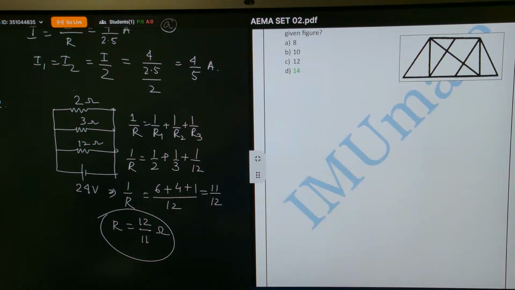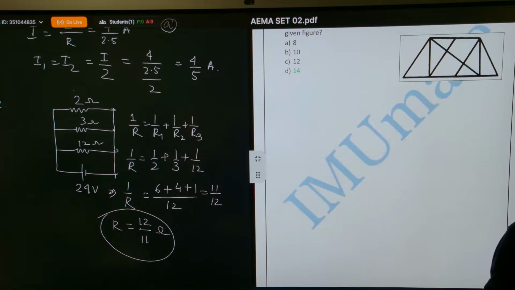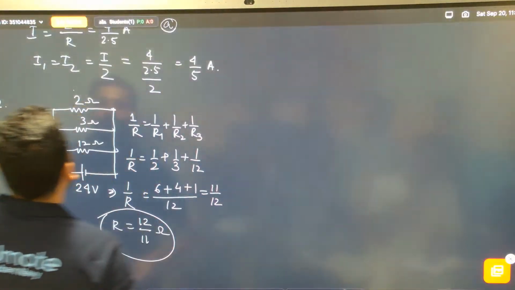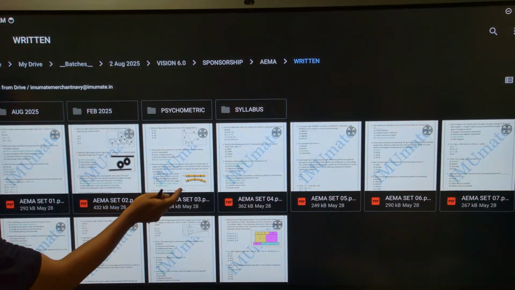See, these are the Anglo Eastern questions. They take examinations for themselves only. They have their own procedure. So they have given different types of questions just to check you. They would not take the examination just like IMU CET, 50 questions of physics and this much of mathematics. No, they take it in their own way. Next, we have done AEMS set 2. Now let's start set 3.